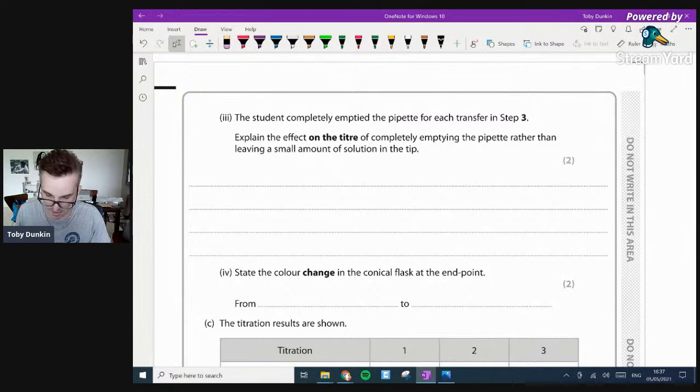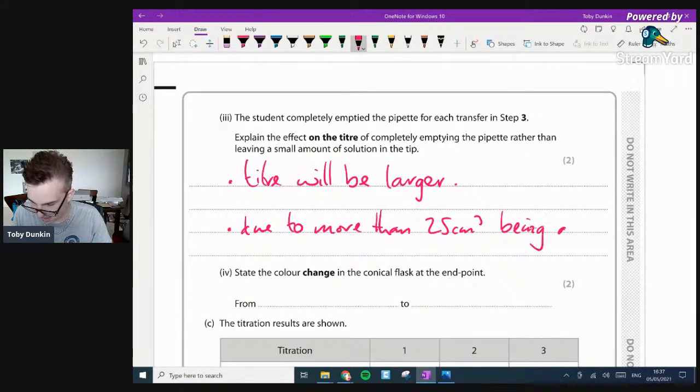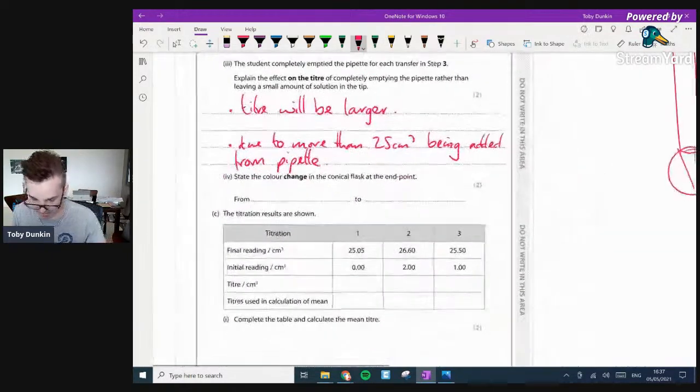by completely emptying the pipette rather than leaving a small amount in the tip. So the titer will be larger. The reason being is you've added more than 25. So you're going to need more from the burette to neutralize it. Titer will be larger due to more than 25 centimeters cubed being added from the pipette. Nice and easy. It's nice and easy so far. I'm not overly worried by any of these.